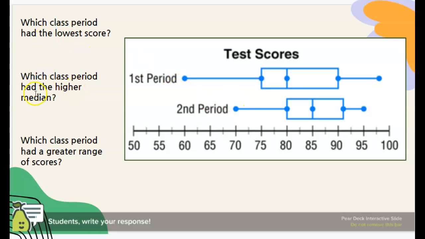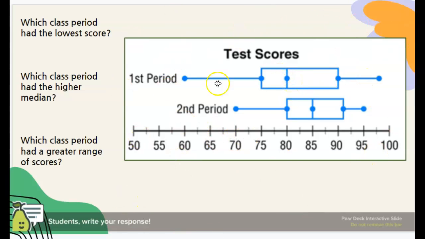Which class period had the higher median? So we'd be looking at that middle line right here. And if you notice, second period would definitely have the higher median because this one's 80 and this one's 85. And then it says which class period had a greater range of scores. So the range is the maximum minus the minimum. So it would be first period because it has more numbers within it.